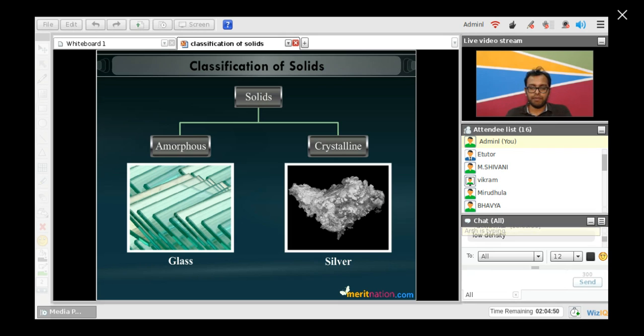So if you go in different directions, you will observe that the density in the amorphous state remains the same in all directions, right? So it has the same value of physical property in all directions. That is why we can say that amorphous solids are isotropic in nature, right? Now, in the case of crystalline solids, the physical property changes in different directions. So you will observe different physical properties in different directions.